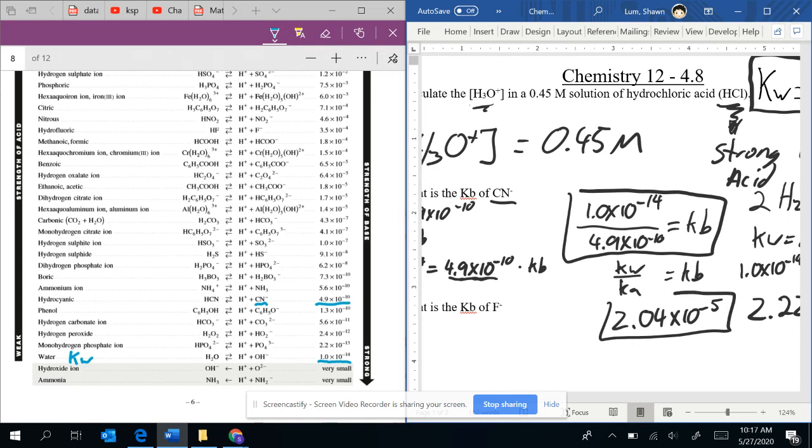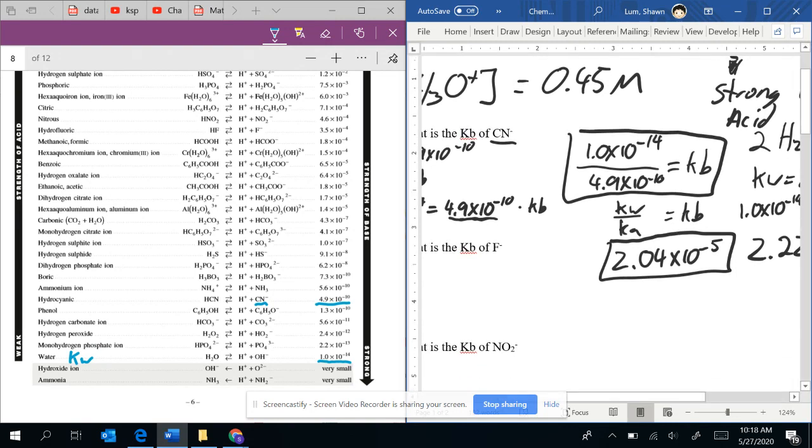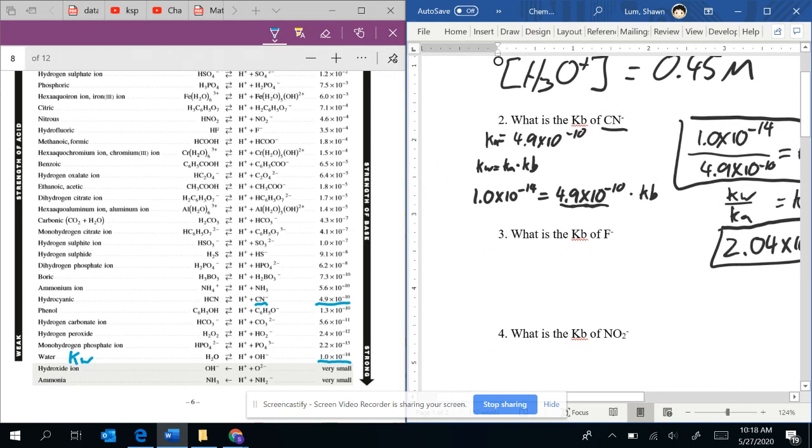There's no units because it is a K number, so Keq, Ksp, Ka, Kb, none of those have a unit. Okay, they're a constant. And they're just a ratio. So that's just 2.04 times 10 to the negative 5. So that's what the Kb of cyanide is.